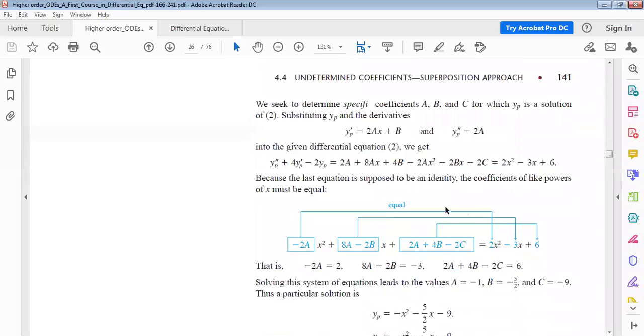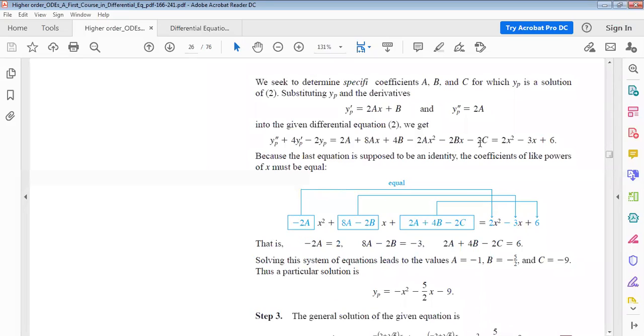Okay. Now, because the last equation is supposed to be an identity, the left hand side and right hand side are equal. This is why it looks like an identity for every value of the constants on both sides. So the coefficients of like powers of x must be equal. That means just arranging this left hand side with the x square coefficient, the x coefficient and the constant term. And in the right hand side, just put it.